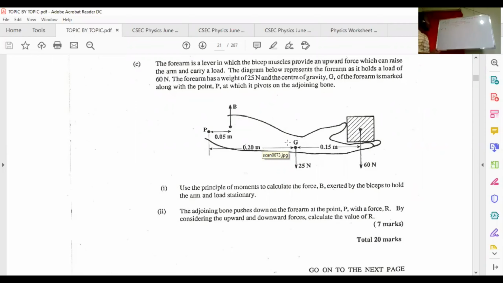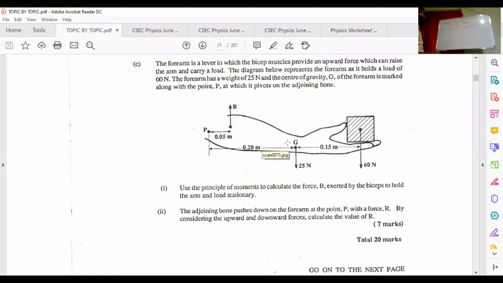Again, we are going to use the principle that states that our clockwise moments would be equal to our anti-clockwise moments. Now it's your time to tell me which one is clockwise, which one is anti-clockwise. G and the load are clockwise, and B will be anti-clockwise. That's what everybody has.